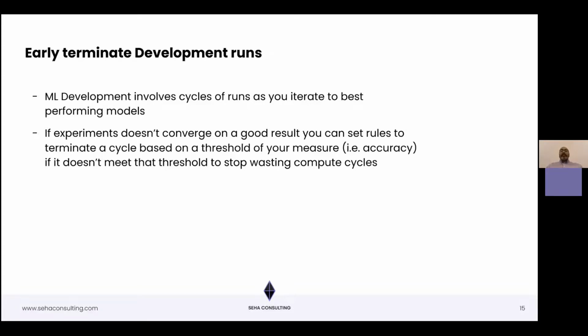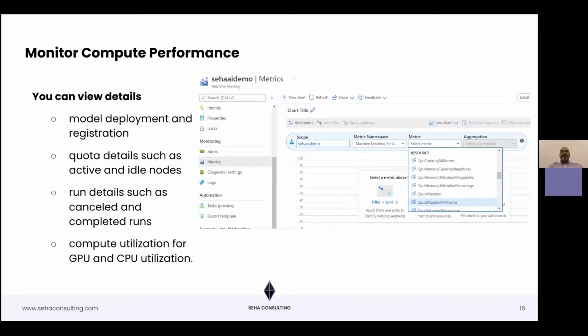You can set up rules to terminate a cycle based on a threshold you measure. Say, okay, if I'm running a job for this many epochs, and I don't get the type of accuracy thresholds that I have, I don't want it to run the rest of the epochs, the rest of the cycles, right? So when you're doing development, that's another way to save costs. In Azure Machine Learning, you have that option to early terminate development runs.